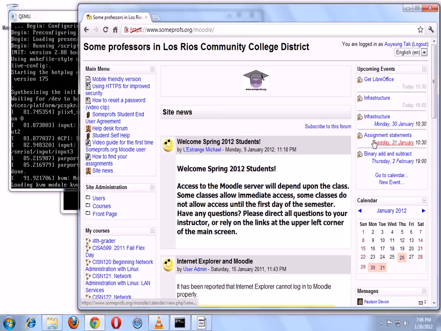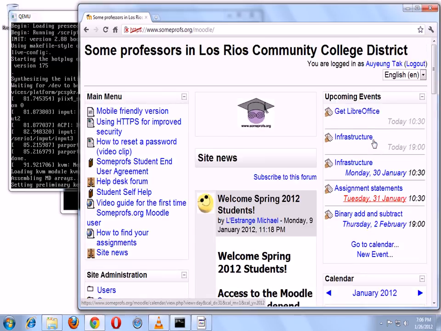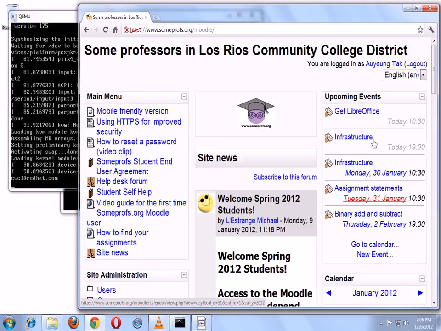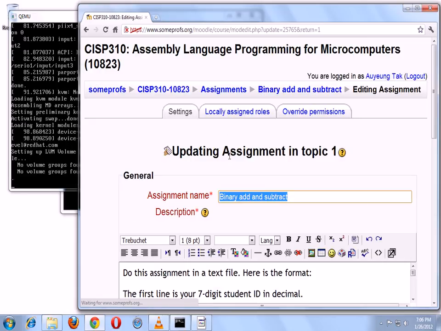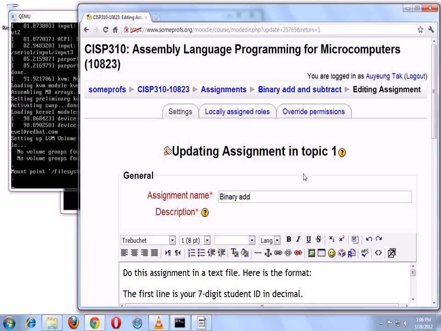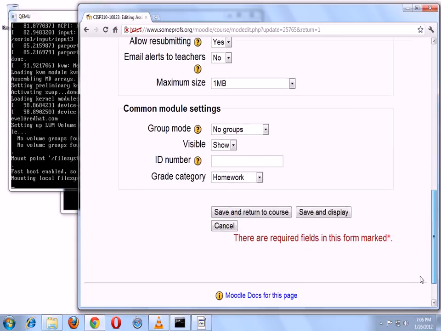And since the other one is starting up, I'm going to start with the new homework assignment. Yay! Binary add. Well, I should actually change the name of this homework assignment. It's just binary add. Subtract will be another homework assignment. So this one is just adding.